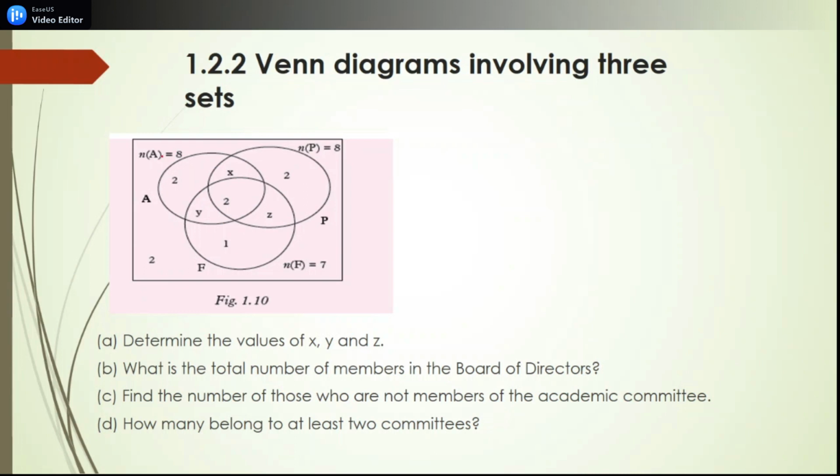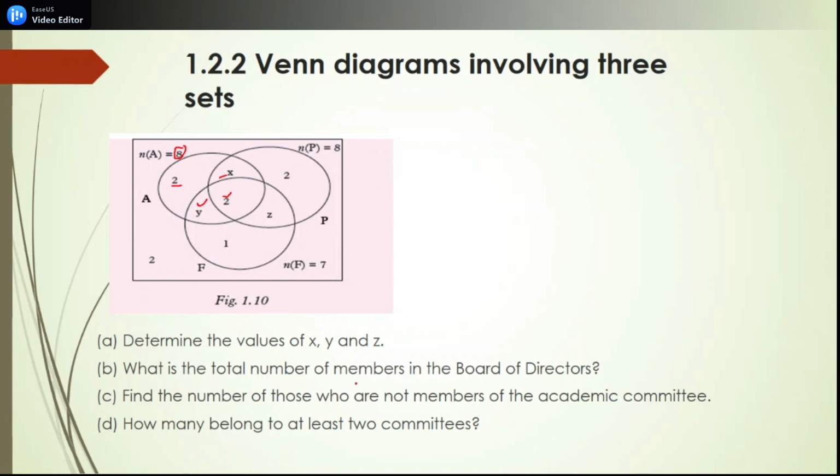In academic, we have a total of 8. Then we take 2 plus x plus 2 plus y is equal to 8. It is a formation of equation. Also, members in production, we can take x, add 2, and add z. Members in finance, it is y plus 2 plus z. Finally you get 3 equations. Determine the value of x, y, z. By solving those equations, you get the values of x, y, z.